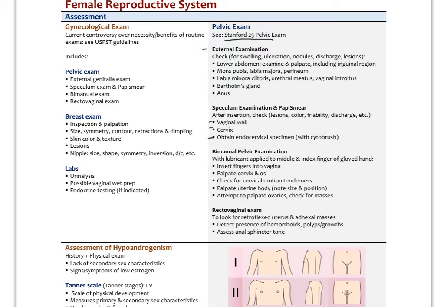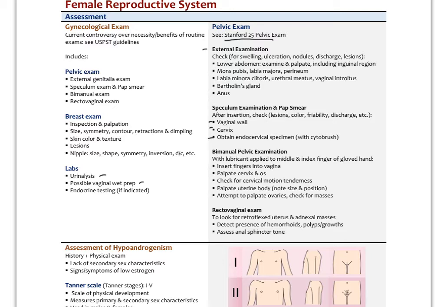And then finally, standard labs that are often done in conjunction with the gynecologic exam would be urinalysis, and then possibly with culture if there's any indications of infection. A possible vaginal wet prep if there's a lot of discharge or we suspect vaginitis of any sort. And then specific endocrine testing, which I'll discuss in the next slide here.